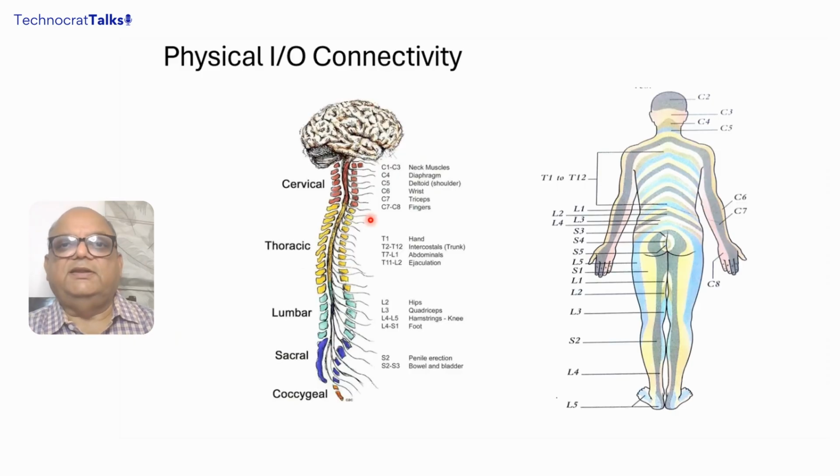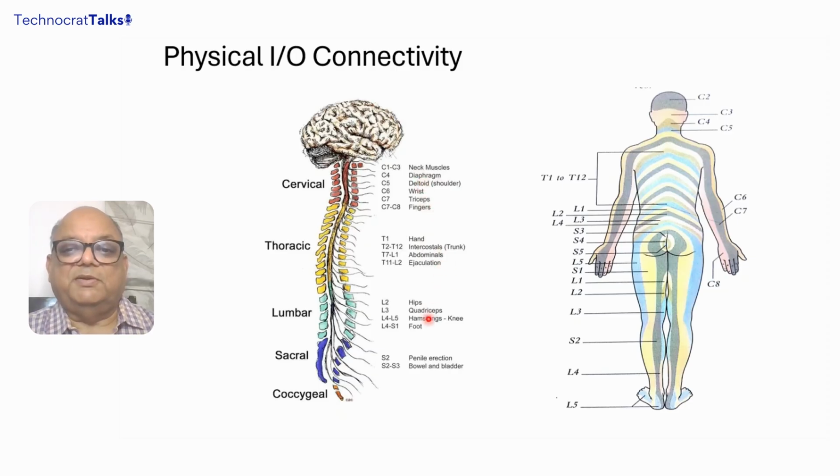And of course, there are physical IOs which are connected. This is a nervous system, and through the vertebral column, you have, I'm not going into details of these, but they are connected to various fingers, wrist, various muscles. These are the outputs.